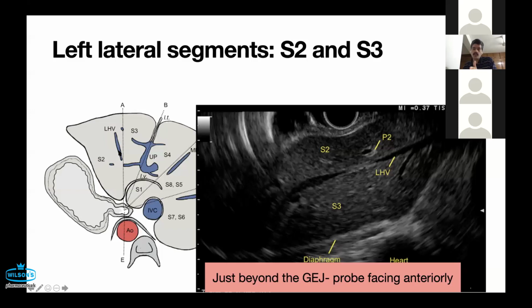And you can well see the segment 2 and segment 3 and the left hepatic vein. So this is the left hepatic vein. Segment 2 is closer to you. Segment 3 is further away from you. And to get segment 3, you will have to push the scope in a little bit to see the part of the portal vein. This is the umbilical part of the portal vein.